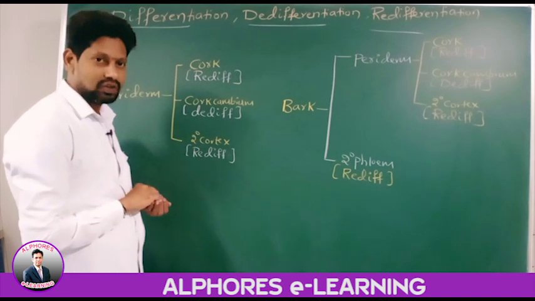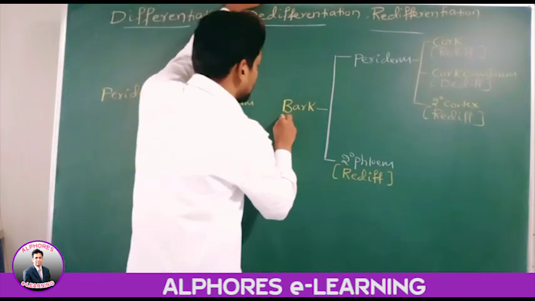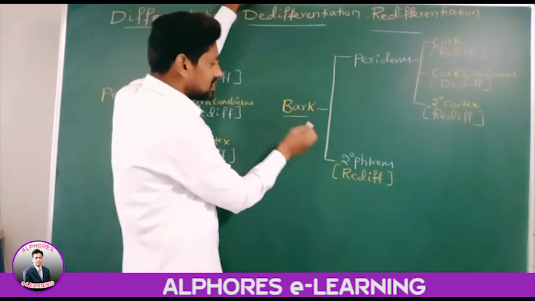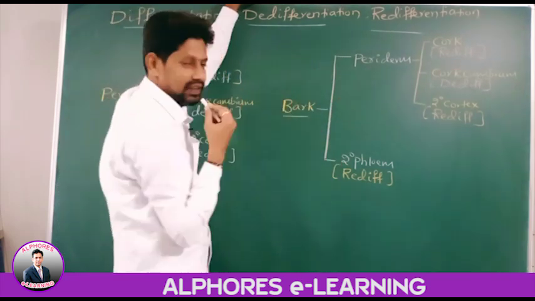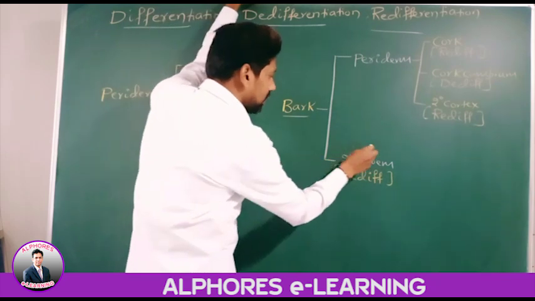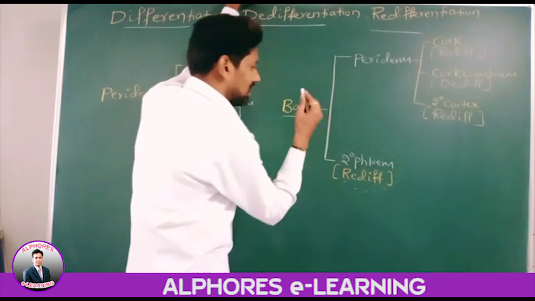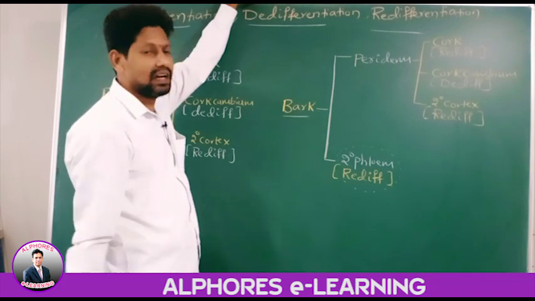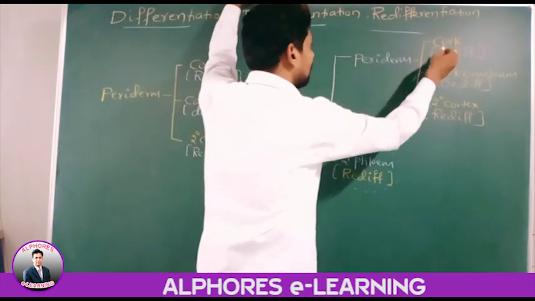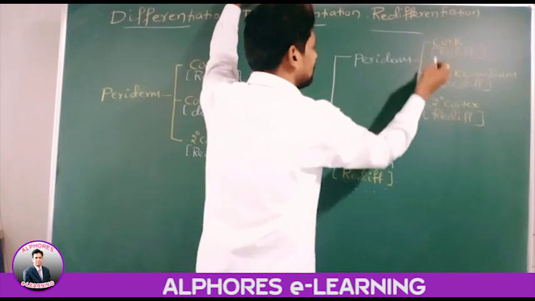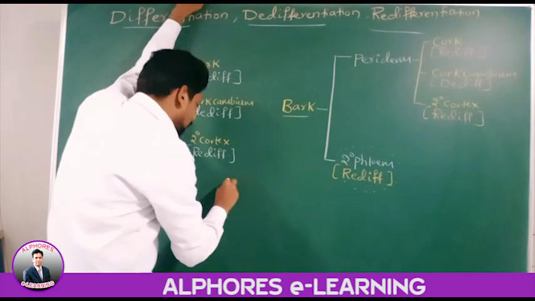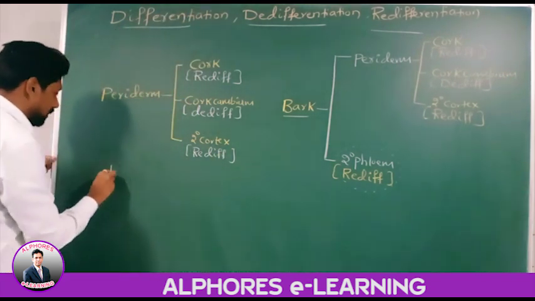Is this statement okay? Now listen here. Bark means secondary phloem plus periderm. Secondary phloem is a product of vascular cambium. Whereas cork and secondary cortex, these two are products of cork cambium.